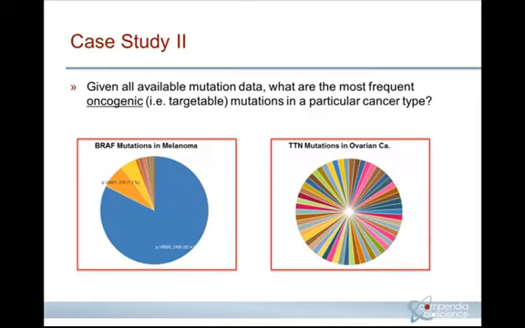So the question we're asking here in this case study is, given all available mutation data, including the latest data we're pulling from TCGA, what are the most frequent oncogenic mutations, i.e. targetable mutations, in a particular cancer type?